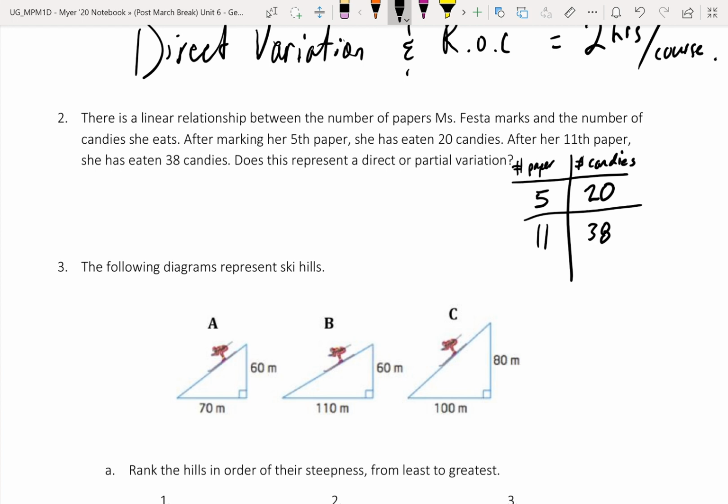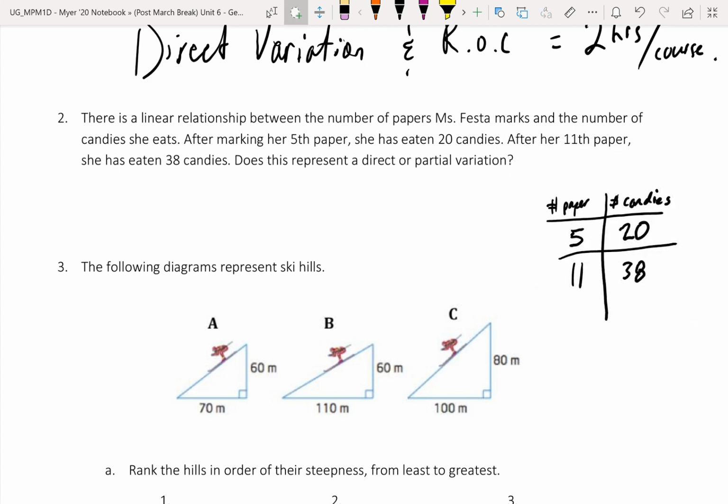Let's start off by doing the rate of change here. So we need to figure out which one is the independent variable and which one is the dependent variable. Does the number of papers depend on the number of candies that she's eaten, or does the number of candies depend on the number of papers? Well, in this case, I'm going to assume that I would reward myself for doing every paper. So I would say the number of candies is dependent on the number of papers. So this is my dependent, my y, and I'm going to make this my x because it'll be my independent.